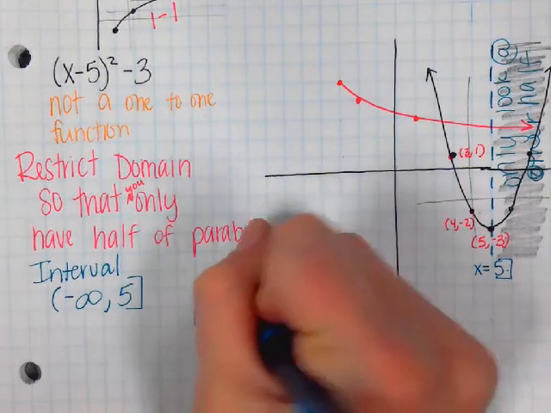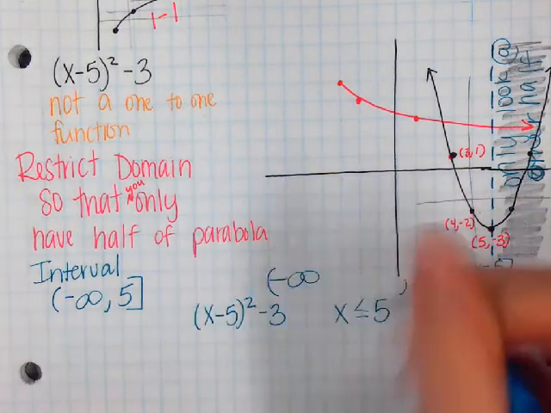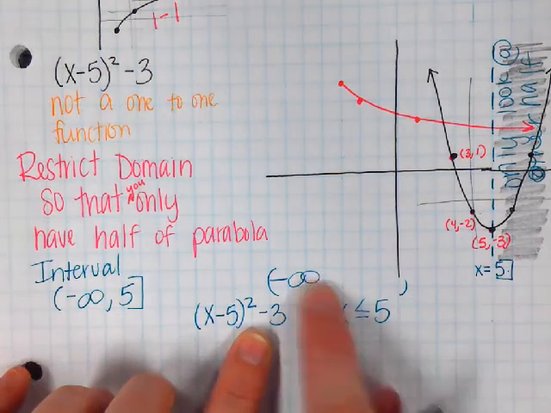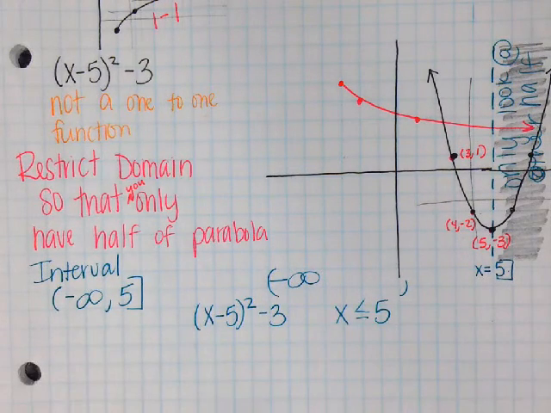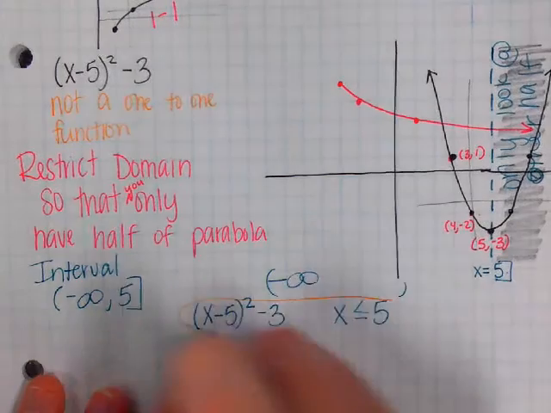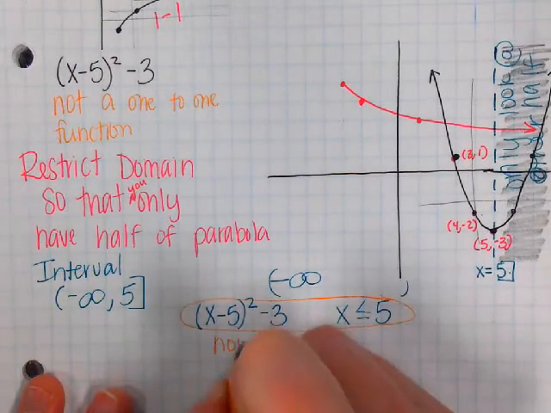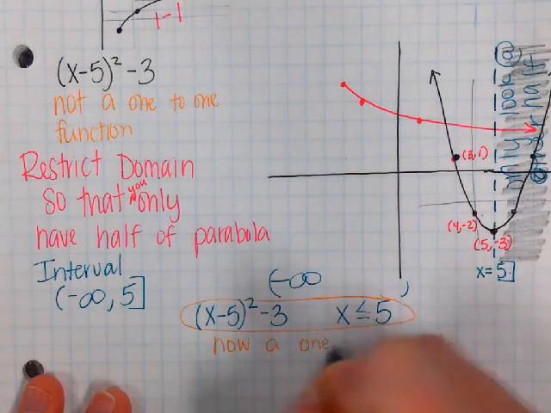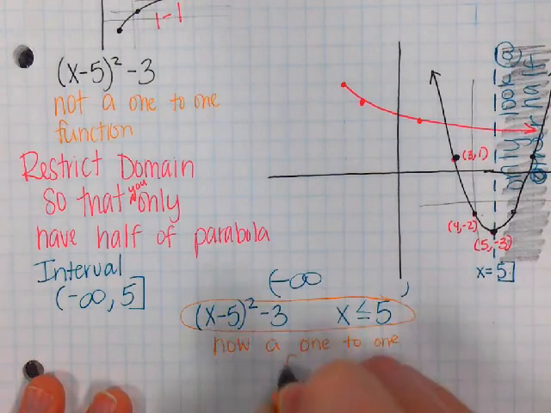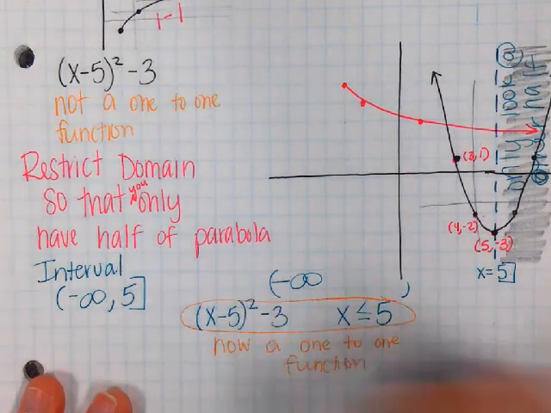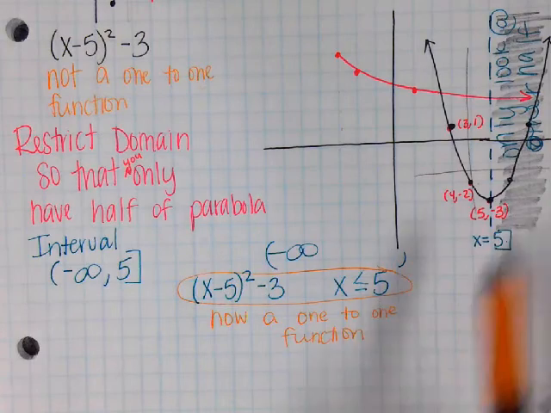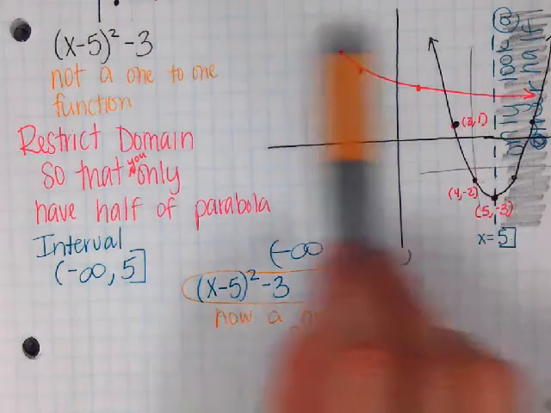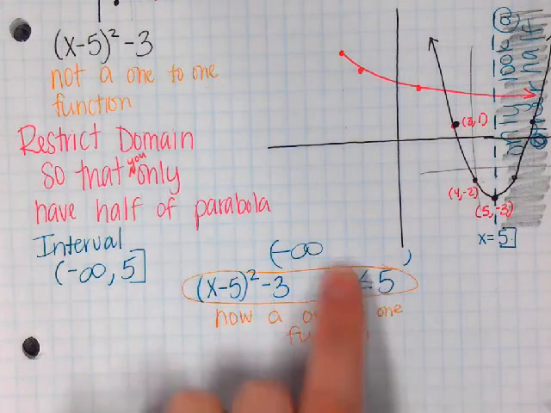Anything less. So I would say the equation x minus 5 squared minus 3, either on the interval or using this inequality, is now a one-to-one function. That would be a one-to-one function because it would only include this left half.